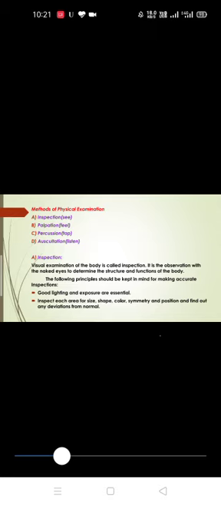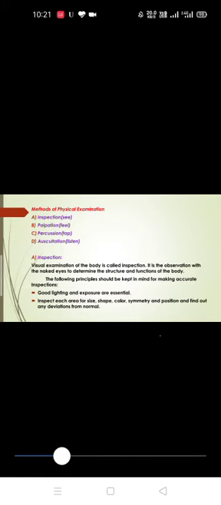Okay, here the principles which you should follow while doing the inspection are: first, good lighting and exposure are essential, so that we can observe properly. If there is not enough lighting, then we won't be able to observe everything, so that's why you need good lighting. Inspect each area for shape, size, color, symmetry, and position, and find out any deviation from normal.